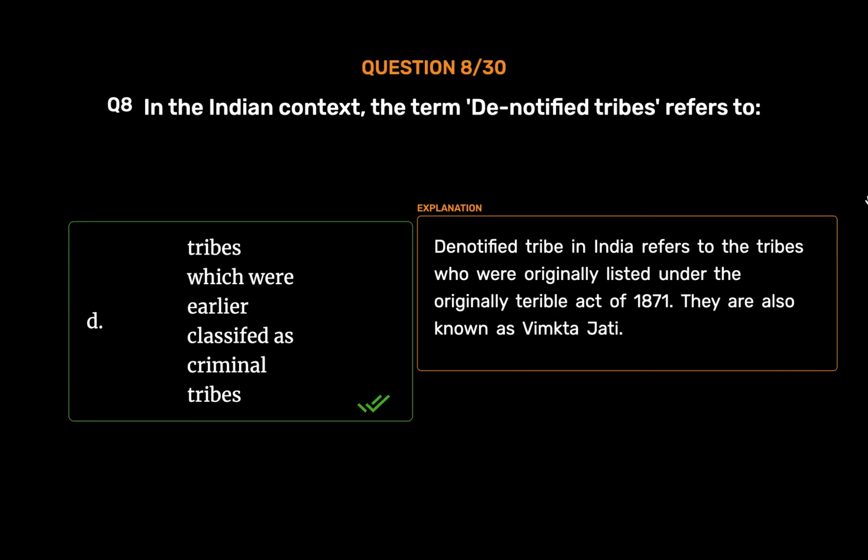Denotified tribe in India refers to the tribes who were originally listed under the Criminal Tribes Act of 1871. They are also known as Vimukta Jati.